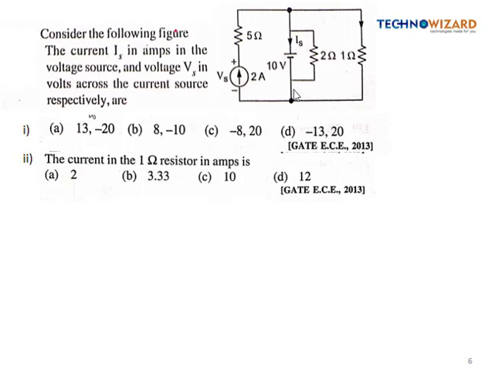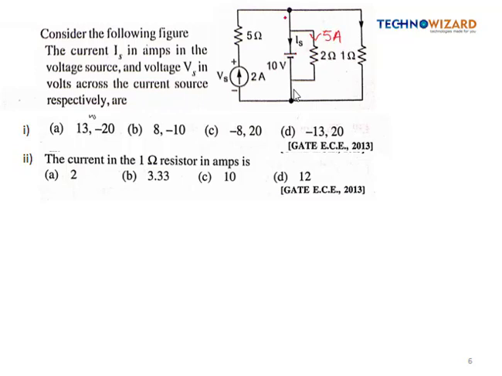Consider the following figure. The current IS in ampere in the voltage source and the voltage VS in volts across the current source, respectively, are. So basically we have to find out the value of current IS and VS. So see here, this 10 volt and this 2 ohm resistance are connected in parallel. It means the voltage across 2 ohm resistance is 10 volt. So the current through 2 ohm resistance will be 10 by 2. It will be simply 5 ampere.